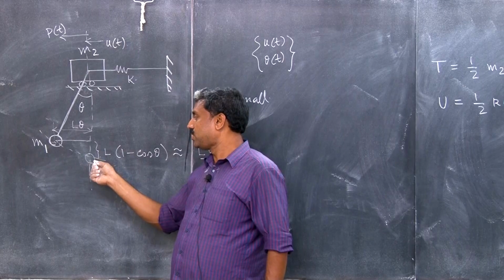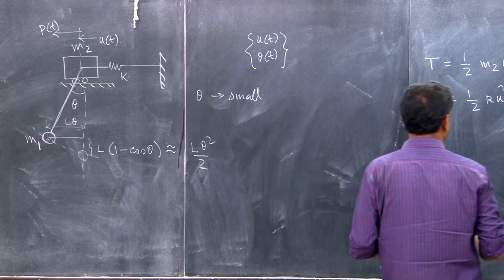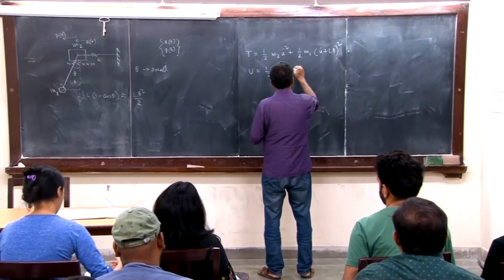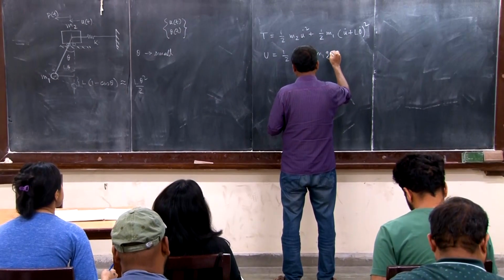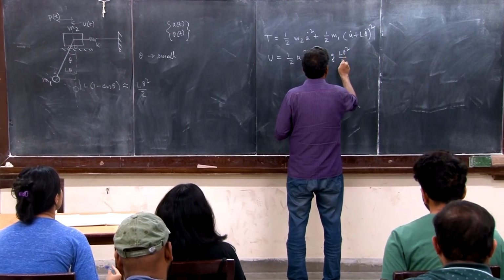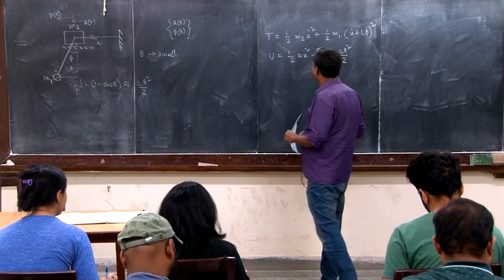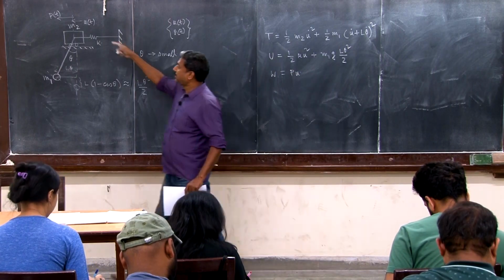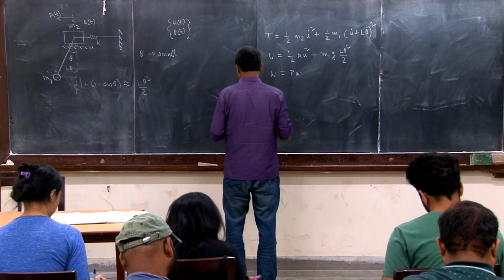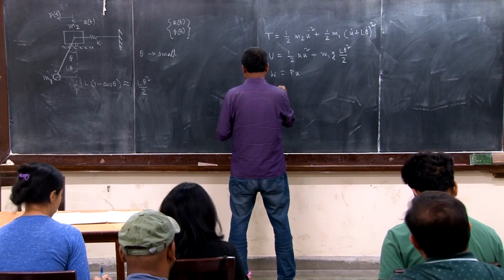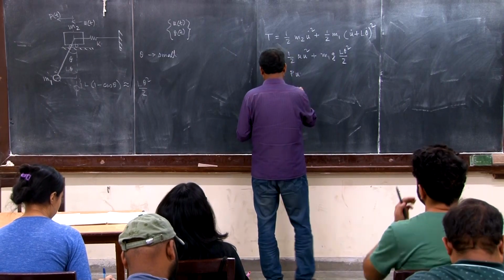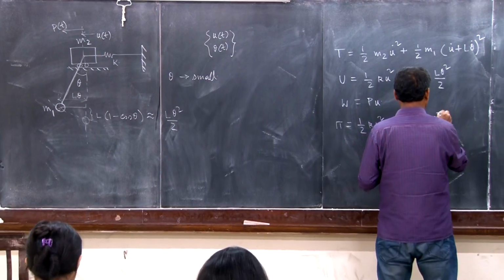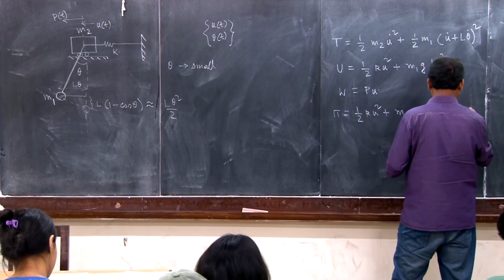And the strain energy is half K u square. The potential energy will also contribute, right? So half K u square plus M1 g L theta square by 2, the mgh that contributes to potential energy, and the work done is nothing but P into u, the work done by the external load P that is being applied. So the total potential energy is half K u square plus M1 g L theta square by 2 minus P into u.